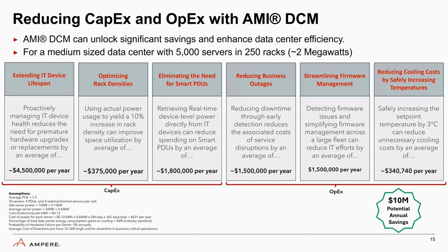And then you've also got reduced cooling costs by safely increasing temperatures. With the keen analysis that you can get not only from the systems themselves, but when you aggregate that at a rack and row level, you can now properly see your hot and cold zones so that you can safely increase those temperatures and not overcool them as many people do today. And this can have an average savings of 340K a year. So when you add all this up, it starts to equal real big numbers of $10 million of annual potential savings per year. So using a tool like this pays for itself in the first year and every year after.